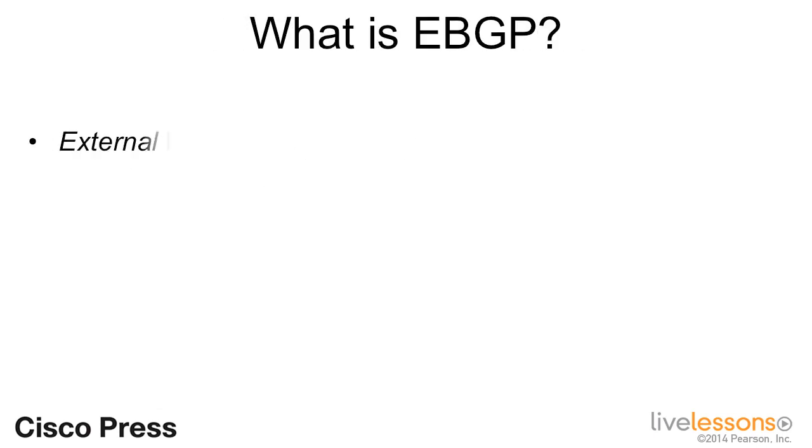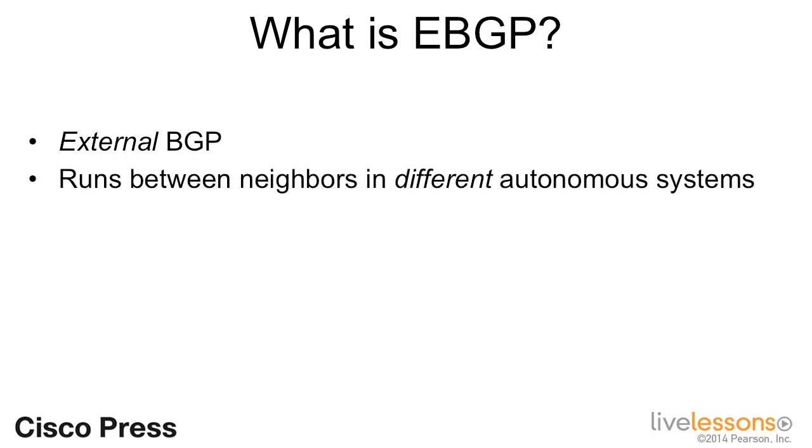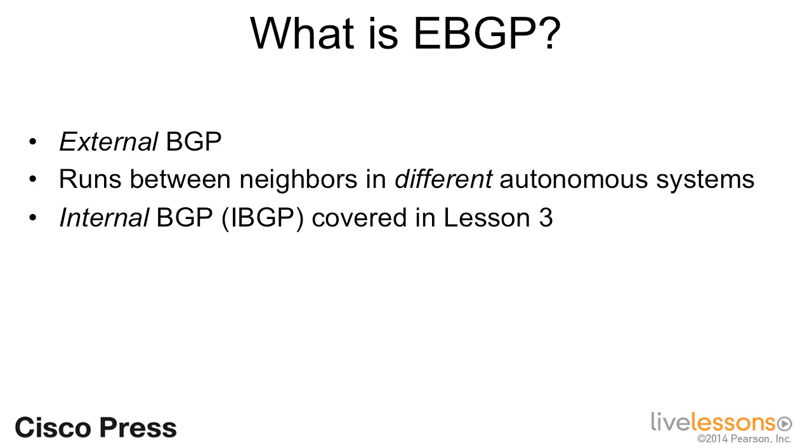EBGP means external BGP. That is, it runs between neighbors in different autonomous systems. This is the most basic form of BGP as you understood it from Lesson 1. There's another form of BGP, internal BGP, or IBGP, which runs between neighbors in the same AS. We'll talk about IBGP in Lesson 3.